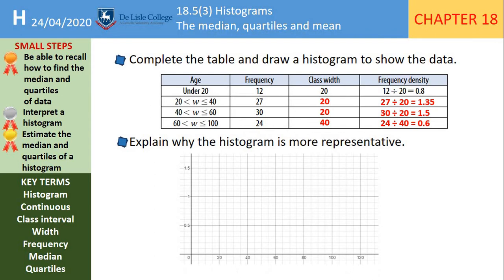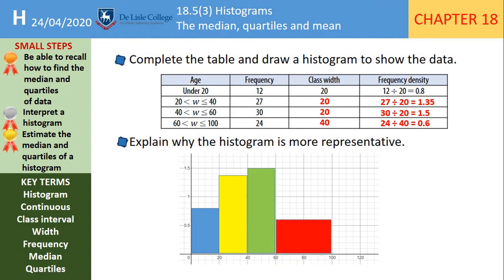So if we actually draw this histogram, the ages go from 0 to 100, and I have a scale here, it goes beyond that, but that's fine. I need to accommodate the values 0 to 100, and my highest frequency density is 1.5, so I've got a suitable scale up the side to accommodate those values. So I'm going to have a bar going from 0 to 20 with a frequency density of 0.8 for my first one, then a bar of 20 to 40 with a frequency density of 1.35, and there's my remaining bars.